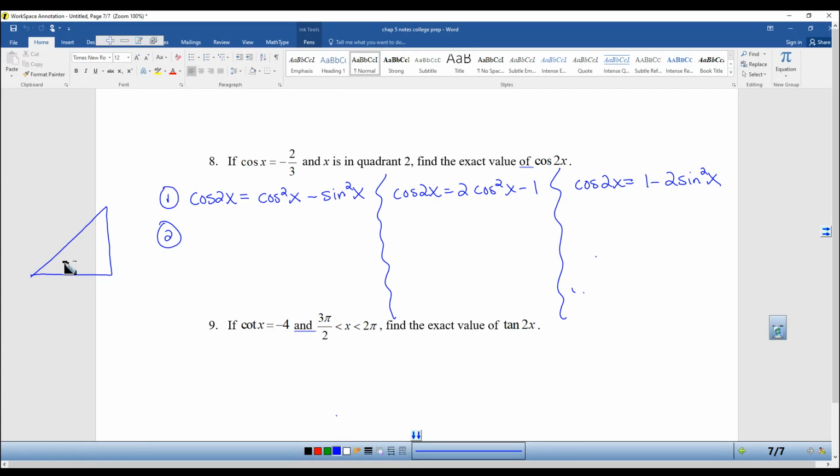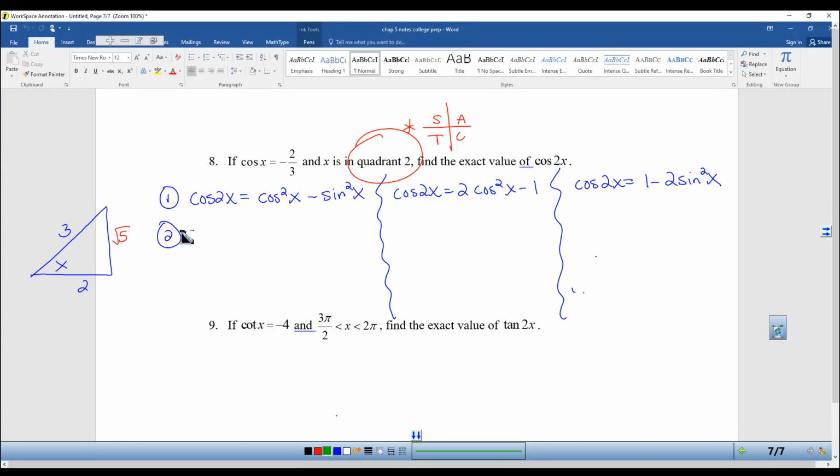So I draw my triangle. Cosine is adjacent over hypotenuse, 2 over 3. If you use the Pythagorean theorem, 9 minus 4 is 5, so square root of 5 is my third side. And remember, quadrant 2, this is a really hard thing for people to get correct. They miss it all the time. So that's why cosine is negative, because I'm in quadrant 2. But if I go to do sine, I'm going to make it positive.